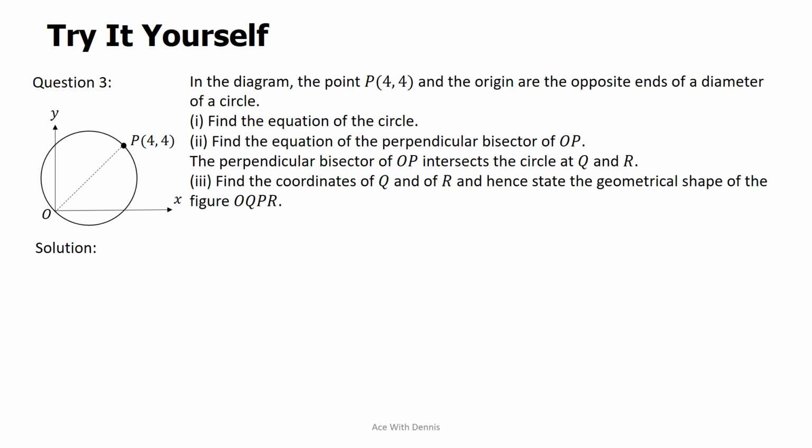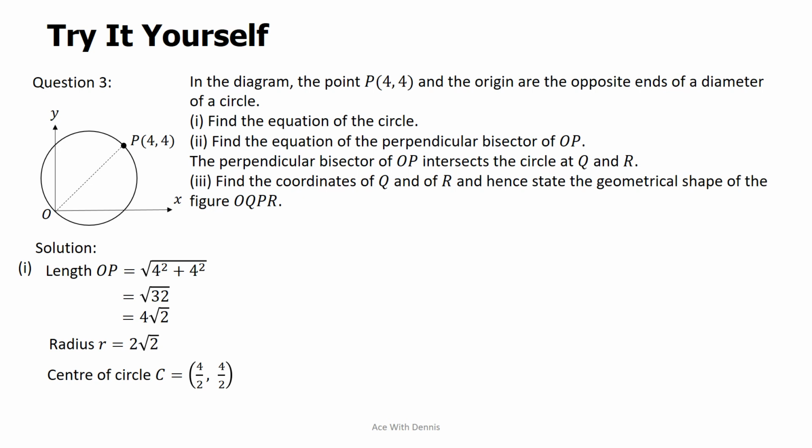Here is the solution. To find the equation of a circle, we need to know the coordinates of the center and the length of the radius. So therefore, the length of OP is square root of 4 squared plus 4 squared, which is square root of 32. This is the length of the diameter. We can simplify, it becomes 4 square root of 2. Therefore, the radius will be 2 square root of 2.